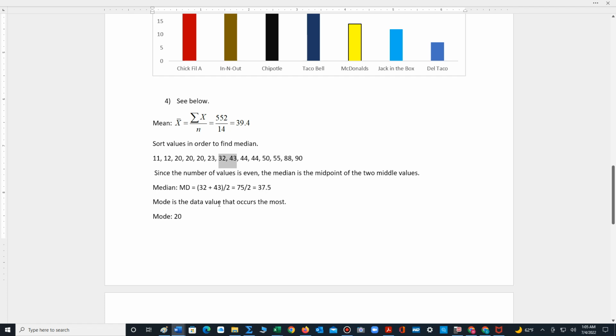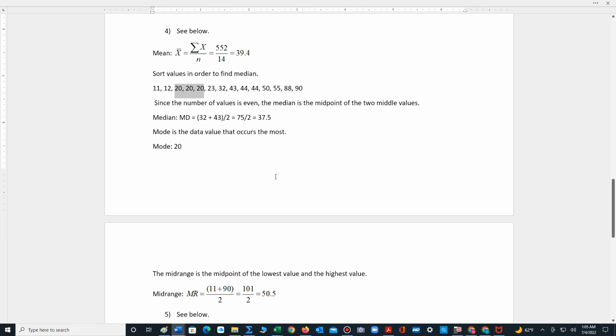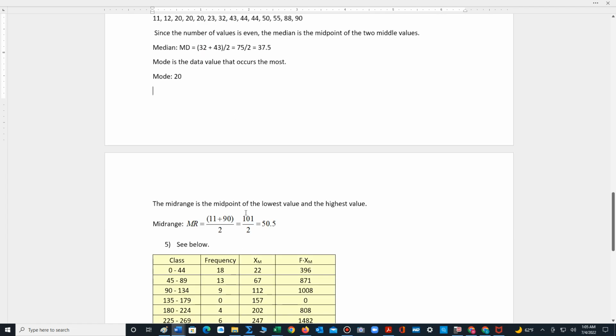The mode is the data value with the highest frequency, or think of it as the data value that repeats the most. So for this data set, it's 20. 20 has a frequency of 3. And finally, the mid-range. The mid-range is the lowest value, 11, plus the highest value, 90, divided by 2. So it's 101 over 2, which is 50.5.